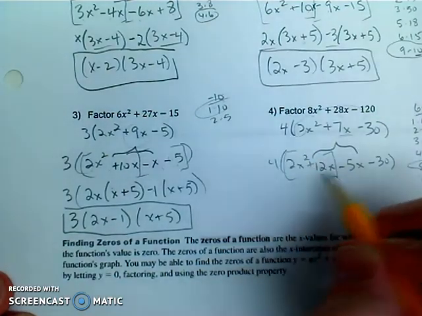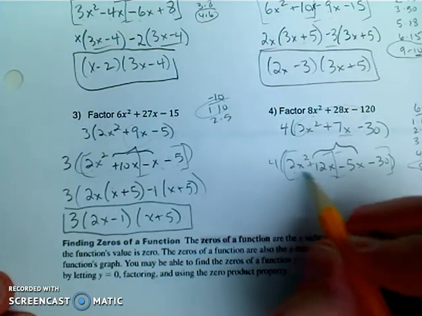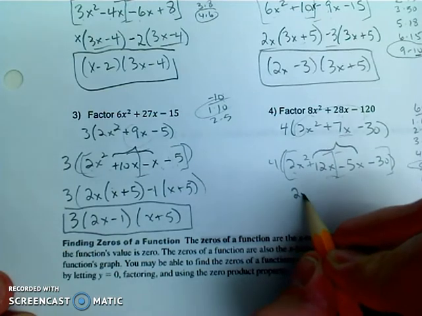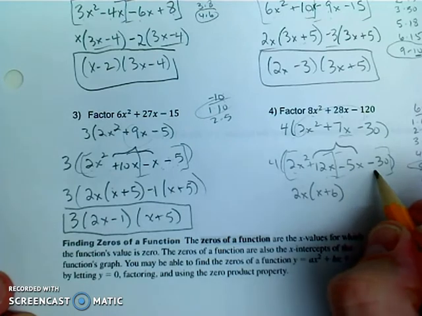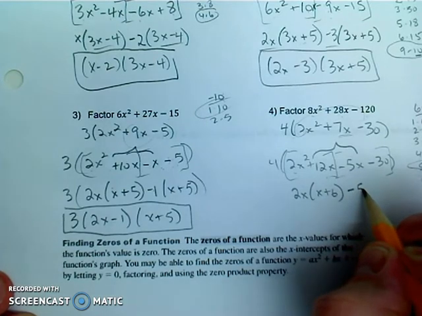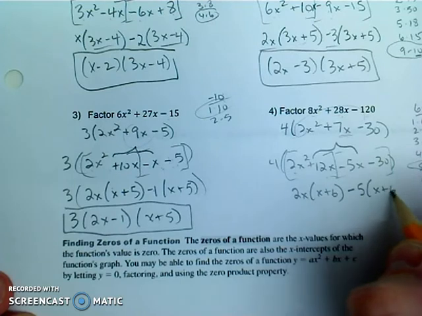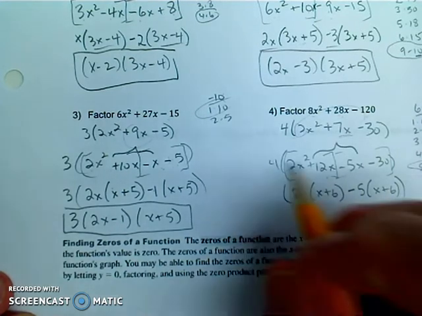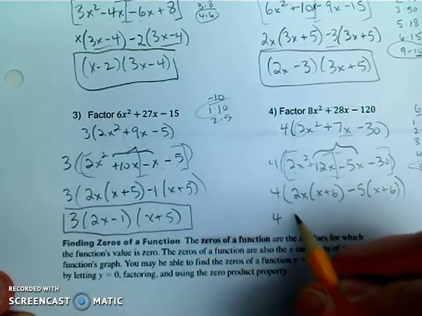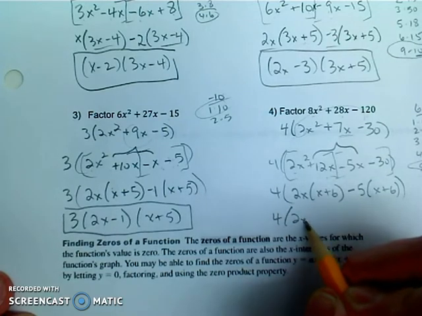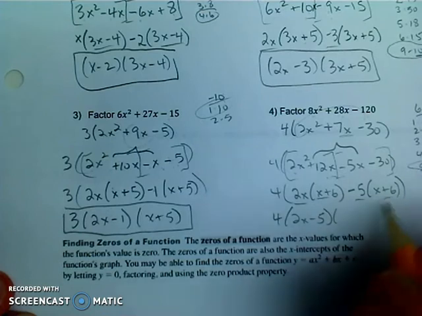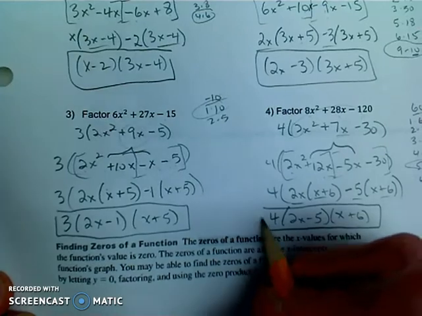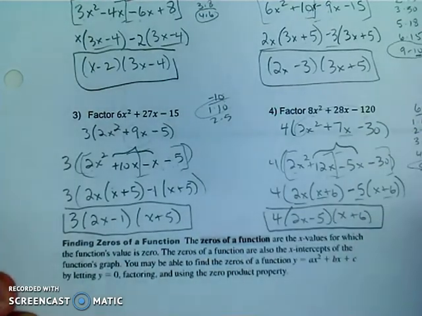Here we go with factoring by grouping. I can take a 2x out here. Leaves me with x plus 6. I can take a negative 5 out here. Leaves me with x plus 6. And don't forget, the whole thing is multiplied by 4. So 2x minus 5 is one of my factors. The repeating factor, x plus 6, is the other. So completely factored looks like this.